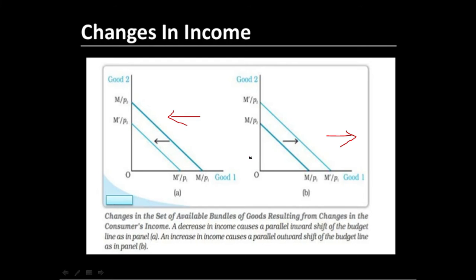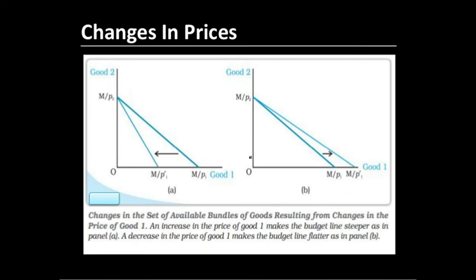Another situation arises when the change occurs in the prices, and due to this there will be rotation in the budget line. Suppose there is a change in price when both the commodities have a change in their prices, then the budget line will shift. Means completely, if there is change, then the budget line will shift.